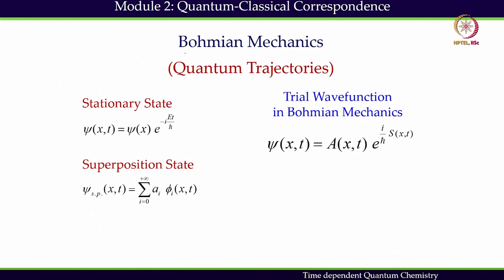In the Bohmian formulation, what we will do, we will rewrite the TDSE as two equations. We started with TDSE, the time dependent Schrödinger equation, where psi is a function of x and t. These are all different formulations of TDSE. We will rewrite this equation into two equations, one for the probability density and another one for the phase function.